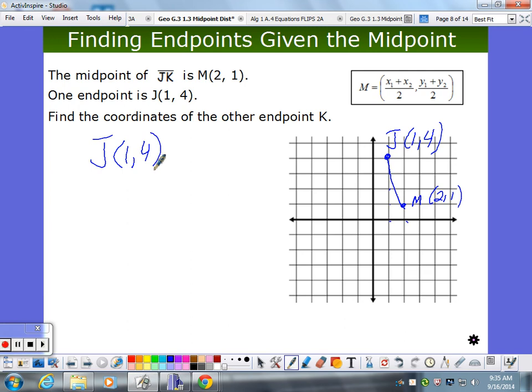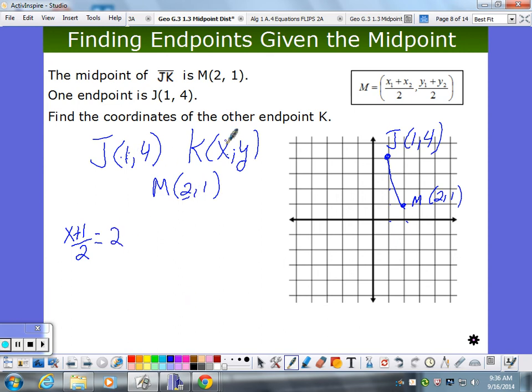So that's J. And K is some value I don't know, right? I'm just going to call it x and y. But I do know what the midpoint is. It's 2, 1. So the equation is x1 plus x2 over 2, right? That'll give me the x. So that means take the average of those two things. What's the average of 1 and x? Add them and divide by 2, right? And what's that going to give me? This.